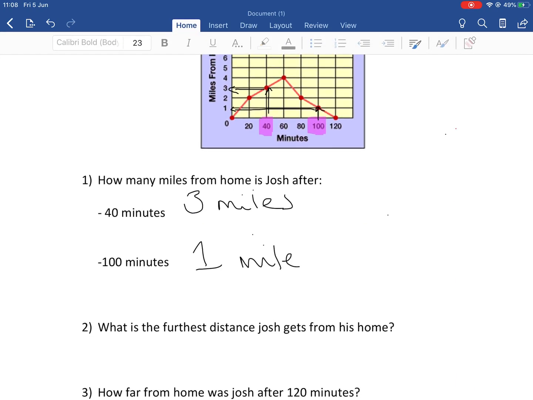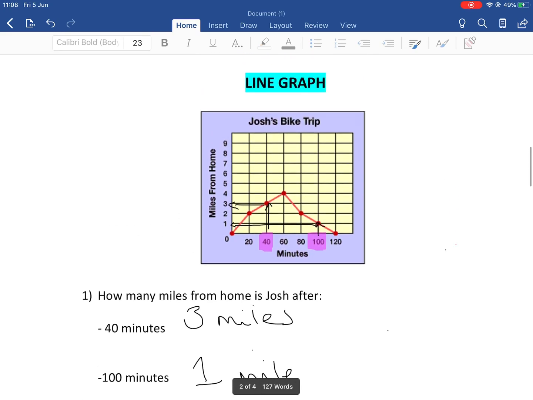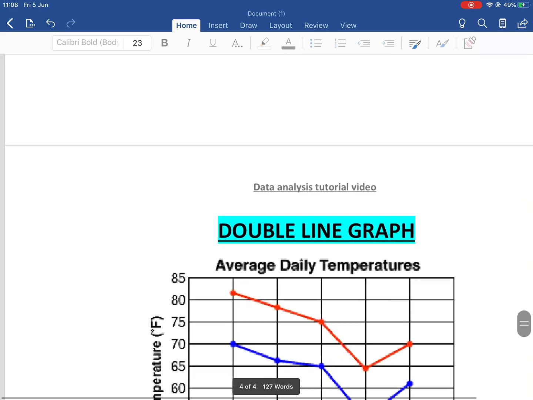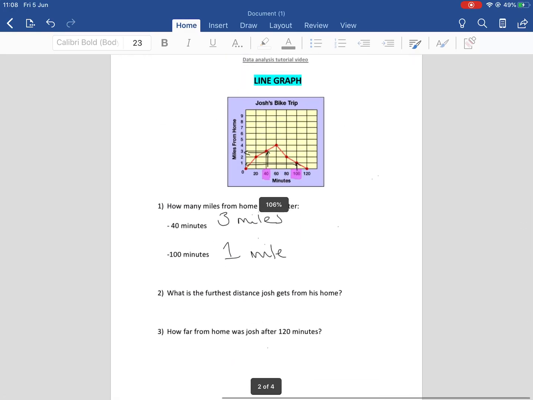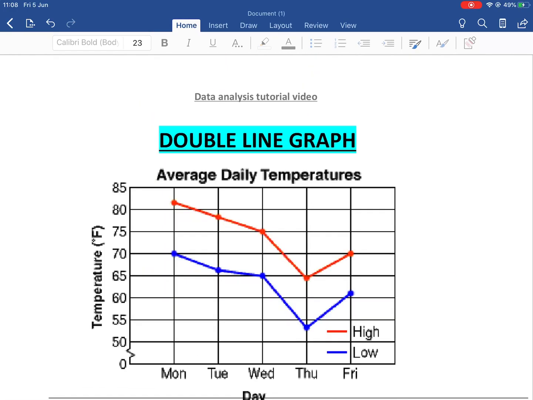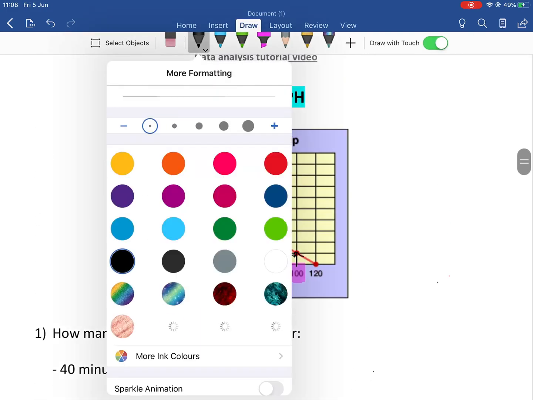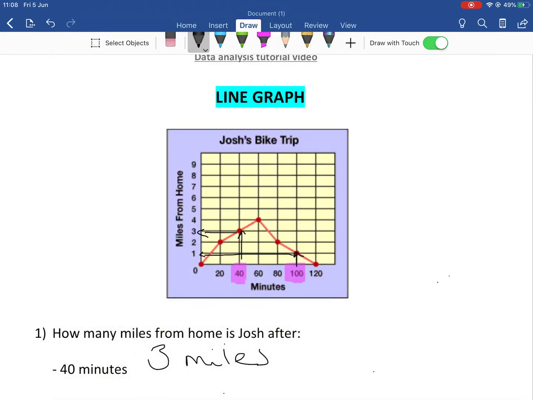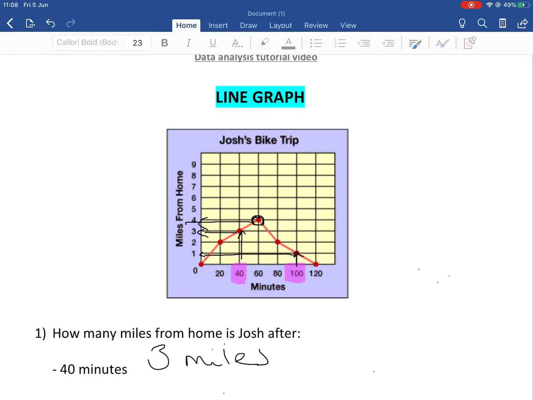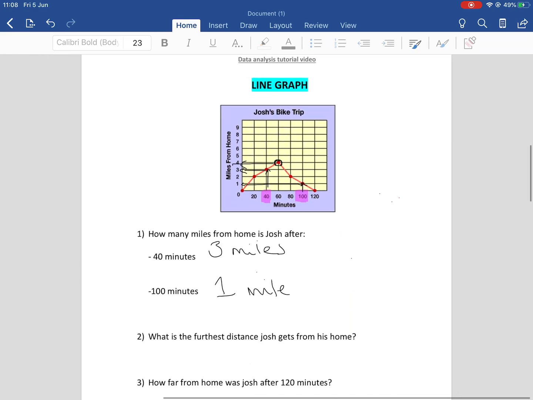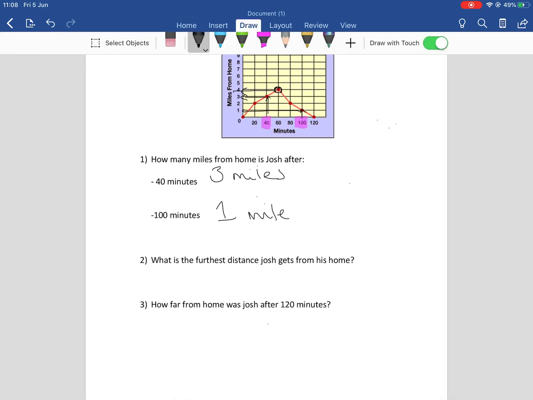Question 2, what is the furthest distance Josh gets from home? So this is basically saying, what is the highest point our line graph actually goes? If I get my pen, if I look at it, you will see here, this is the highest point our line actually goes, which if we read along, is actually 4 miles along. So 4 miles is actually as far as he gets from his house, because everything after that, the line graph is actually going back down, so he's getting less further from his house.